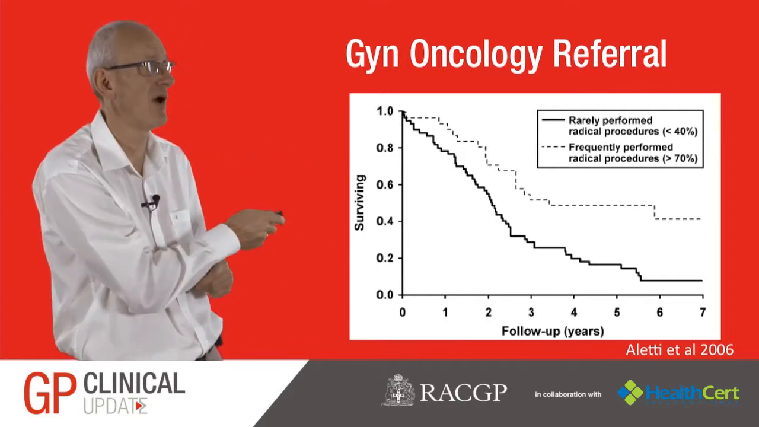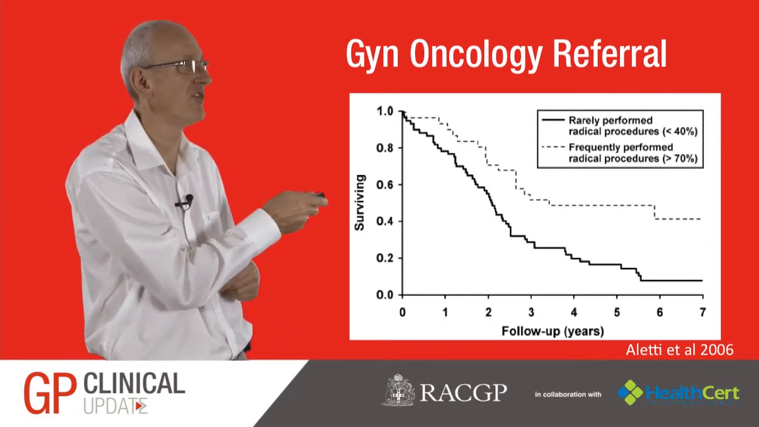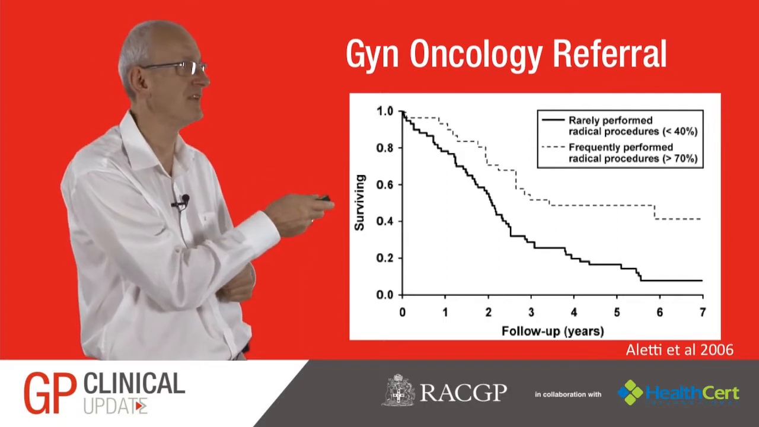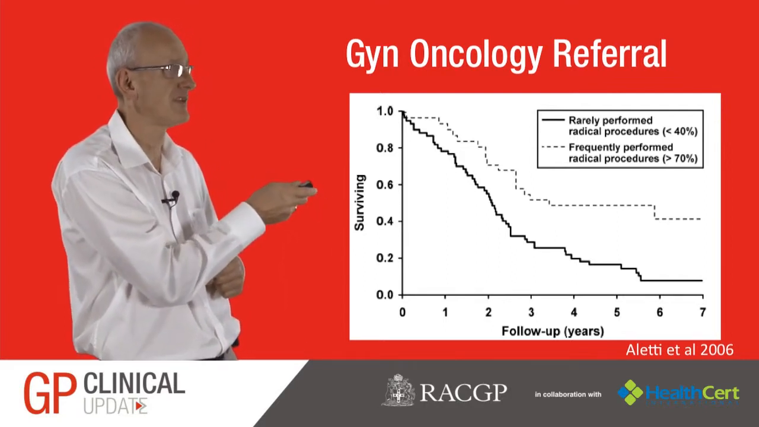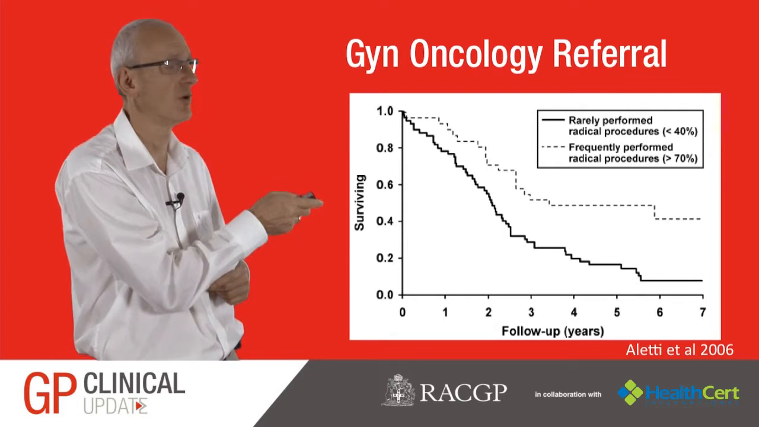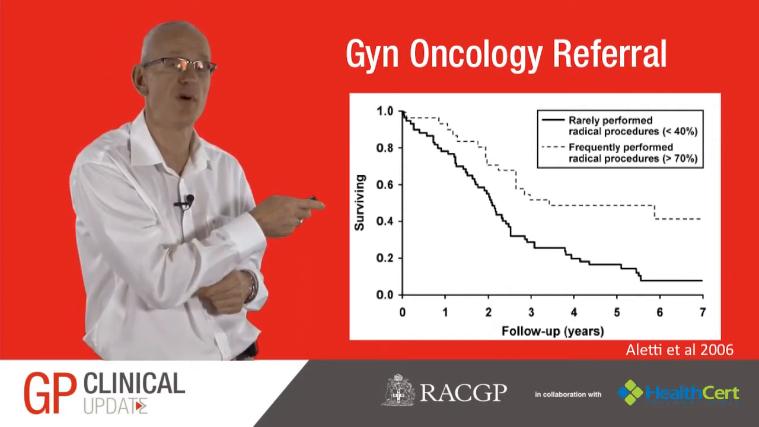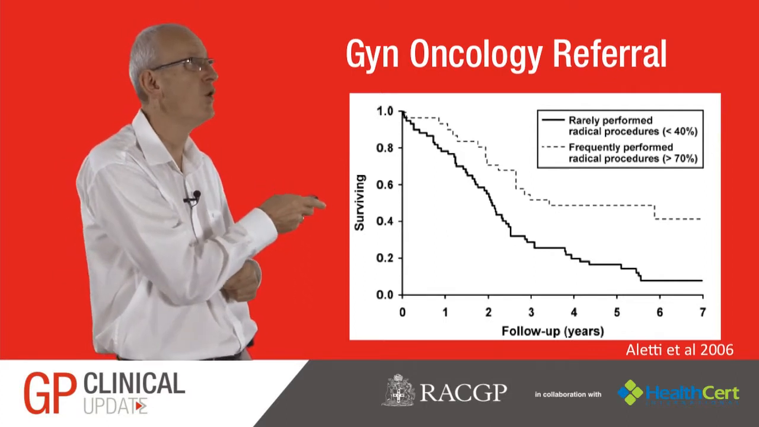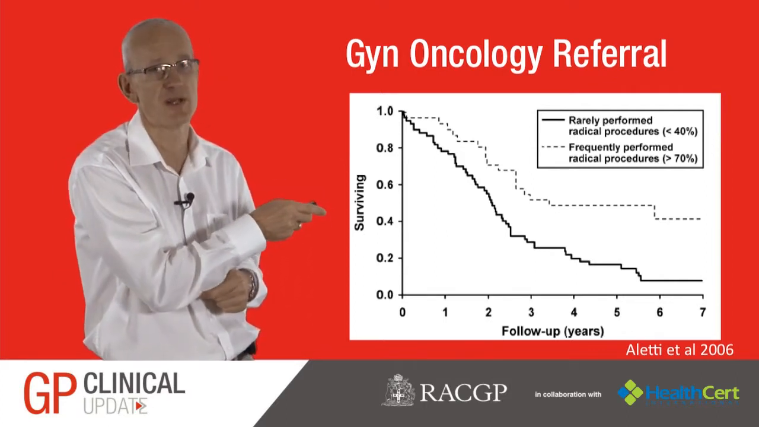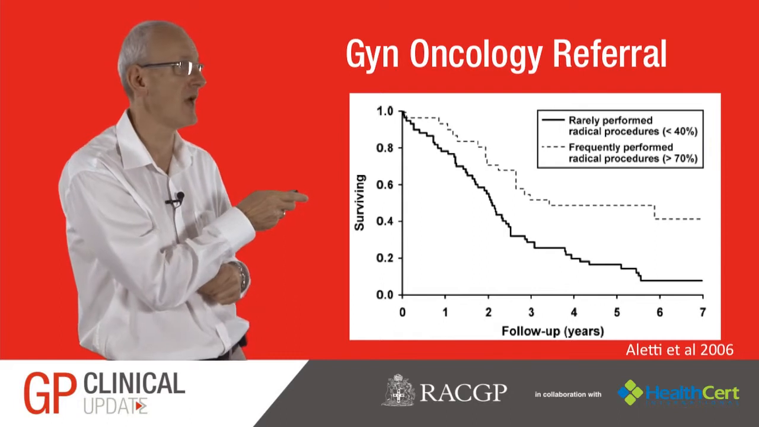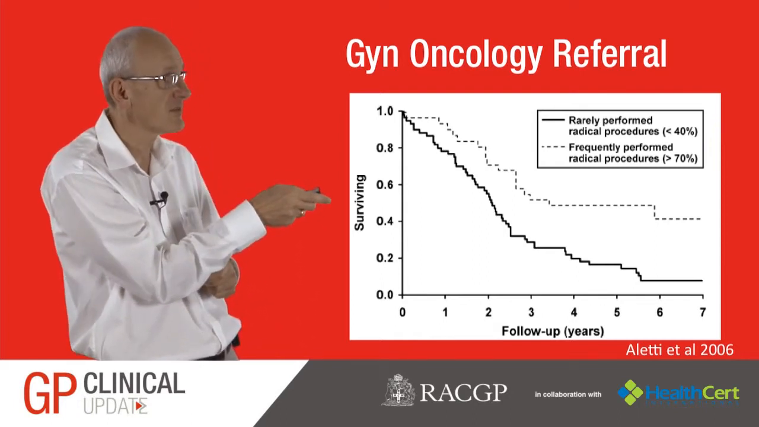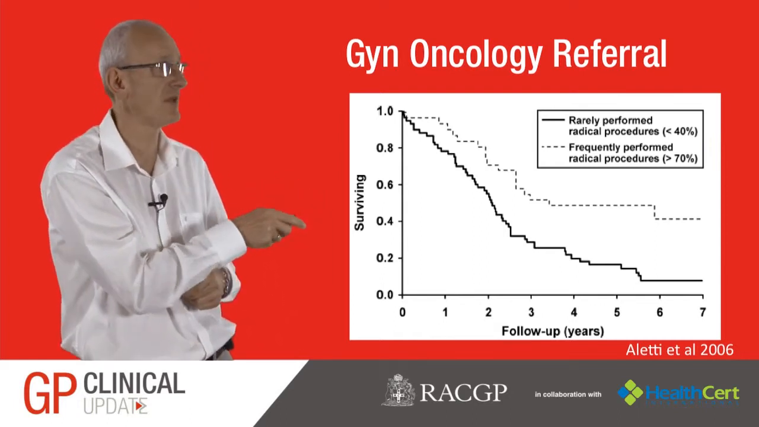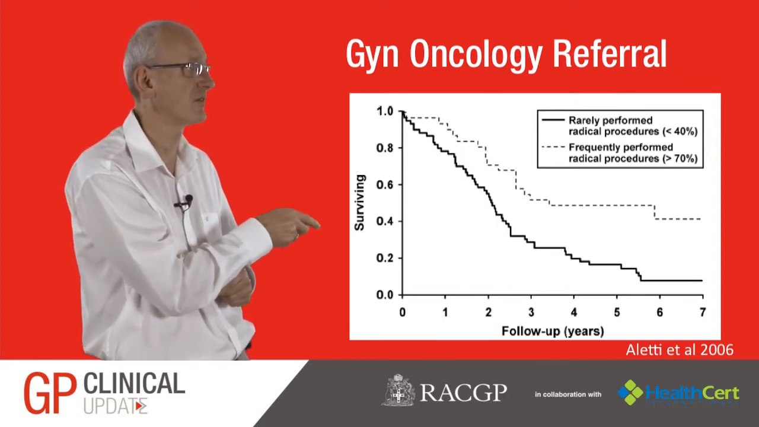This is a Kaplan-Meier curve. It gives me information on the survival probability of patients. And the interrupted top curve shows the survival chances of patients who had surgery with someone who frequently performed radical procedures for ovarian cancer, and their survival is about 50% at 5 or 6 years.